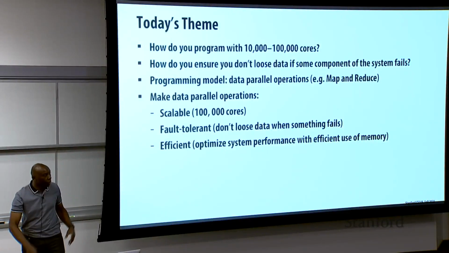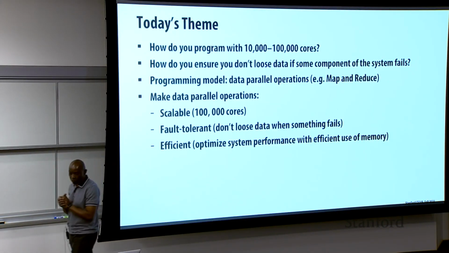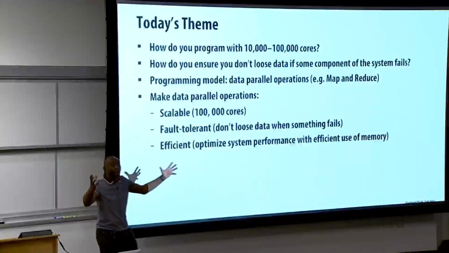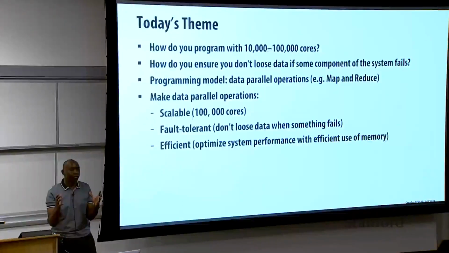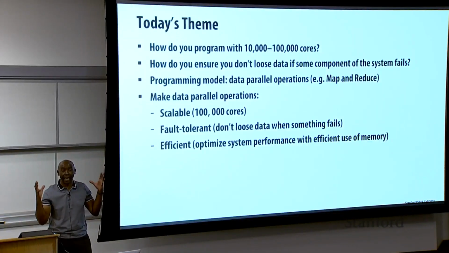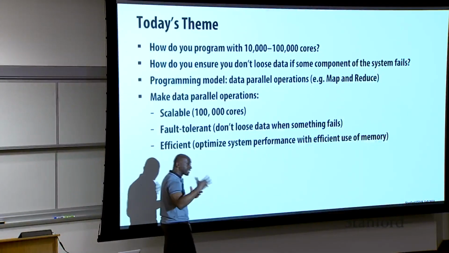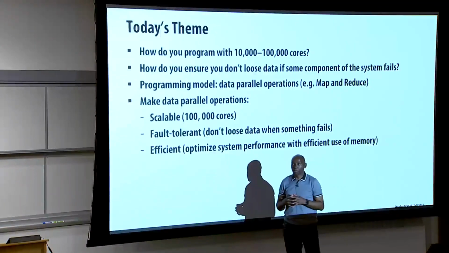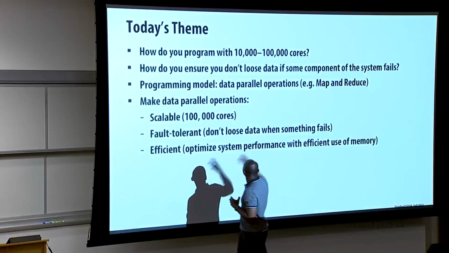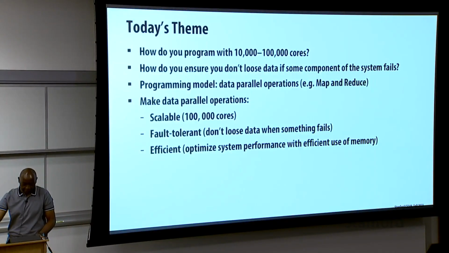And so the way to think about this is, how are we going to program hundreds of thousands of cores? Something might fail, and you want to make sure that you don't lose data, especially since the main use of distributed computing in this context is data processing. So we're going to revisit this whole idea of functional data parallel primitives as the way in which we program these distributed computers.